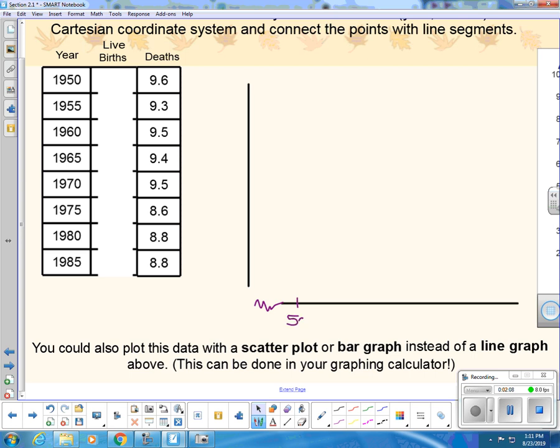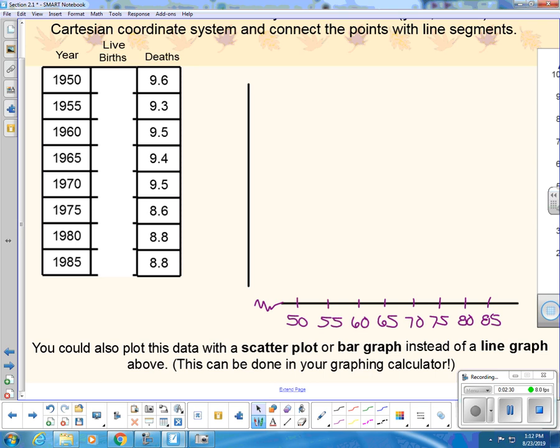I'm going to go ahead and just, for sake of making my graph a little neater, handwritten and whatnot, we're going to do the years after 1900. And we're going to count by 5. That makes sense? Okay.